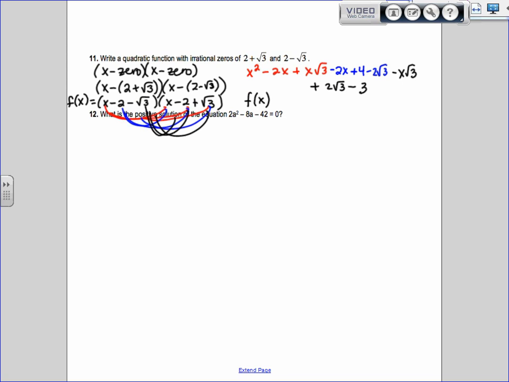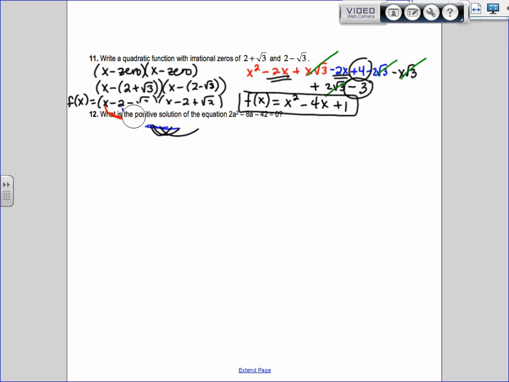But since these were conjugates of each other, 2 plus root 3 and 2 minus root 3, you're going to have a lot of things cancel. Okay, so go through and cancel anything that's opposite. So like x root 3, negative x root 3, 2 root 3, negative 2 root 3. So you end up getting x squared minus 4x, and then I have plus 4 and a minus 3, so plus 1. That's the function that has zeros of 2 plus root 3 and 2 minus root 3. It's one of the functions, I guess. I could have any number up front. All right, does that make sense? It's messy, but it kind of makes sense.